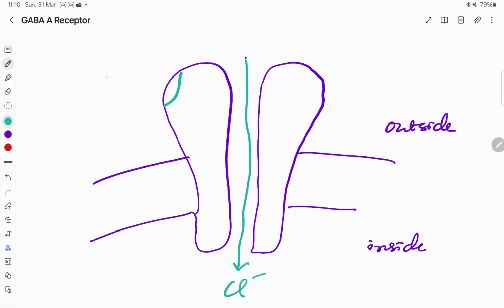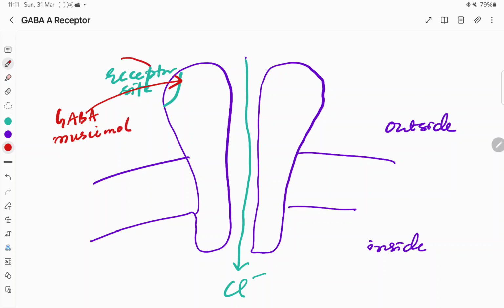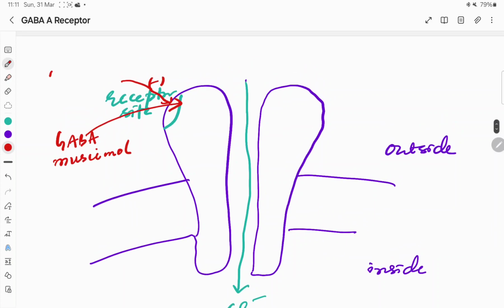There is a receptor site to which the agonist GABA acts and opens the chloride channel. Then the other agonist is muscimol, and here an antagonist is there. The antagonist is bicuculline.